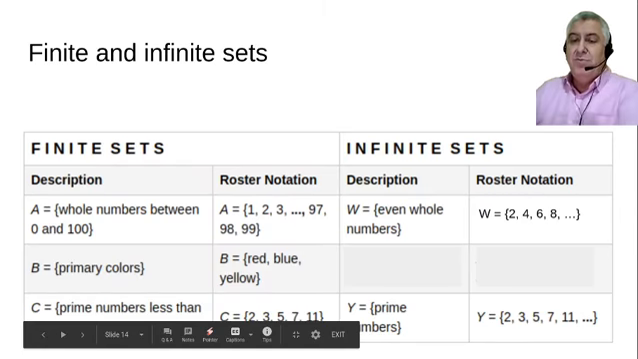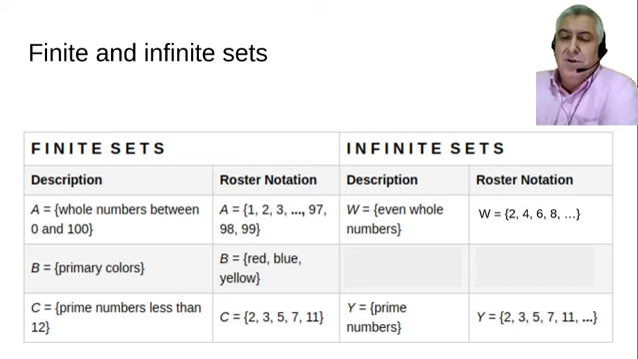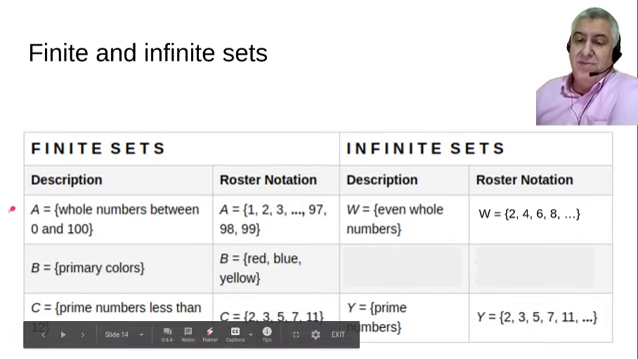All right, we have 2 more things to talk about. First one is the kinds of sets. So there are finite sets and there are infinite sets. For finite sets, finite means it's limited. There's a limited number of things.